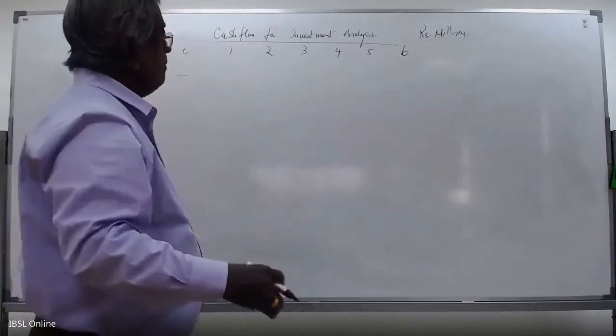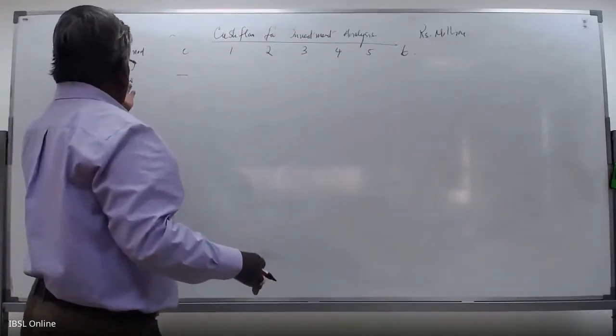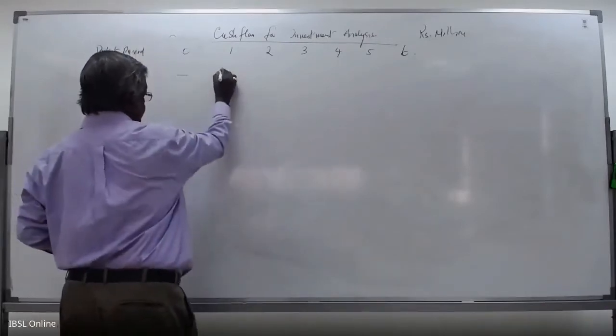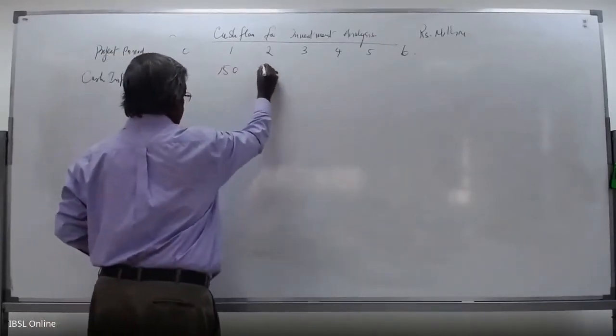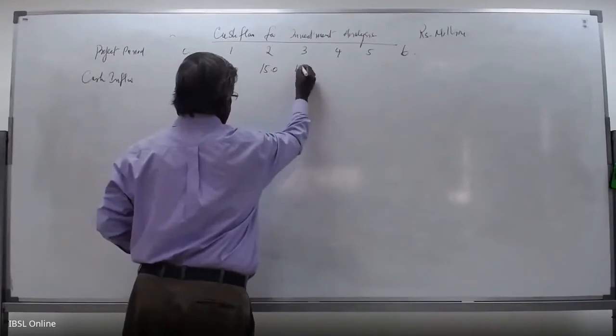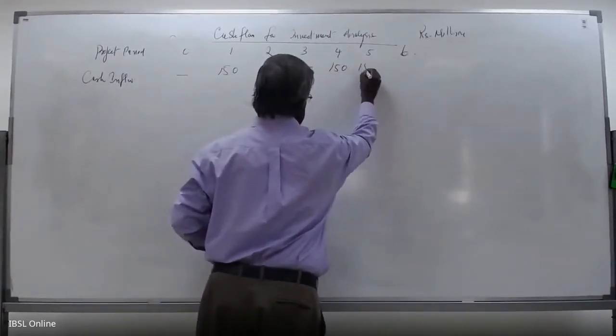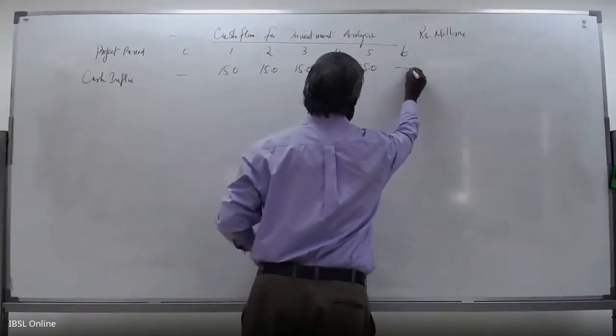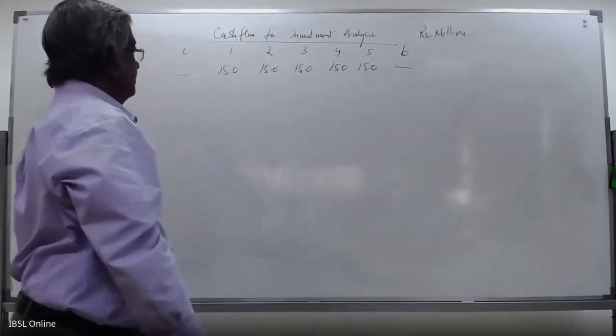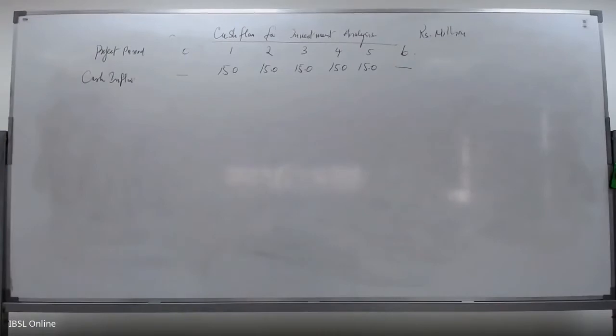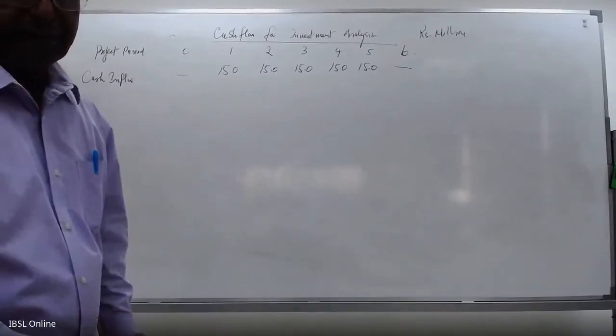So that 15 million is coming in as cash inflow. 15, 15, 15, 15, 15. So that is the cash inflow for this investment analysis.